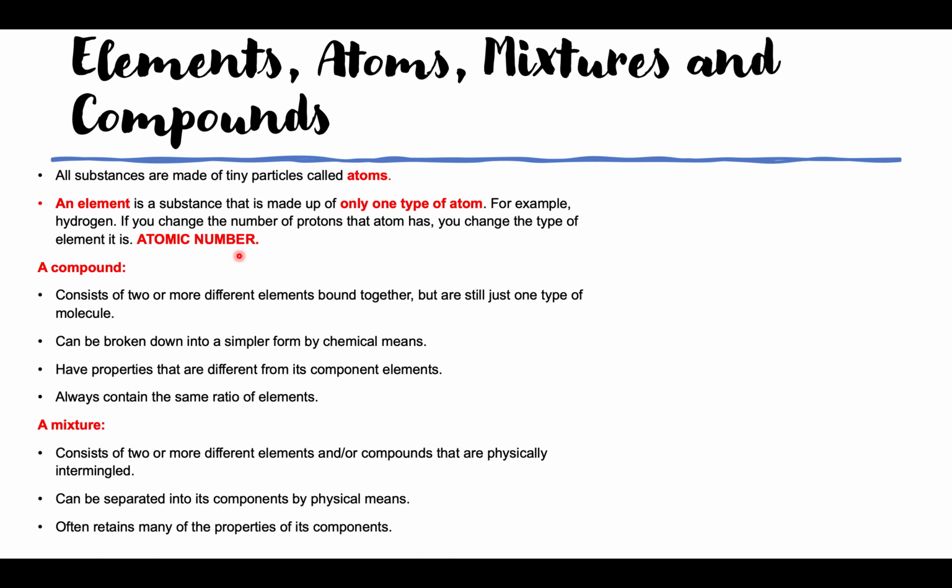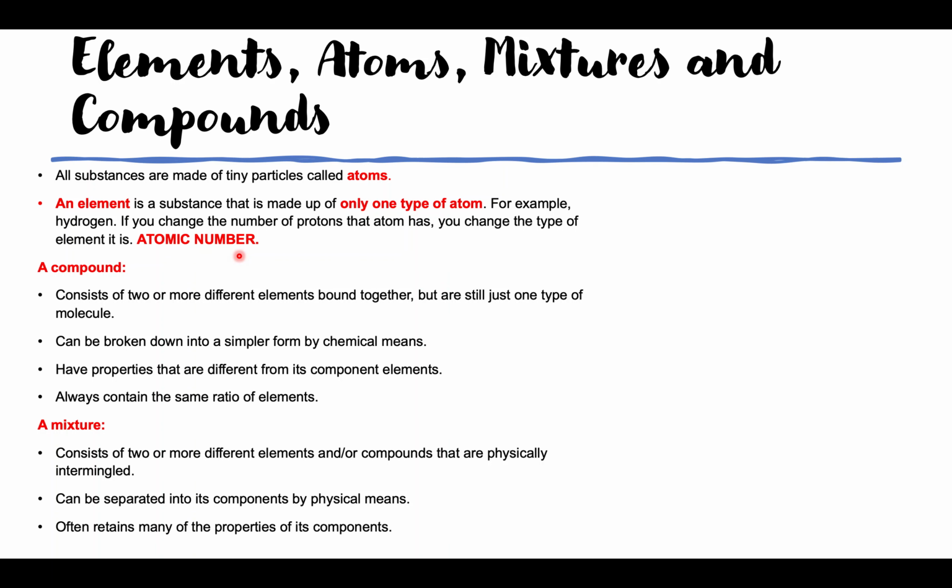Let's take a very common example of water. So water consists, in regards to that first bullet point, of oxygen and hydrogen bound together to form water, or H2O. Water can only be broken down by chemical means. It has properties that are different from its component elements, akin to hydrogen bonding, and its components are always in the same ratio. For water, there are 2 hydrogen atoms per 1 oxygen atom.